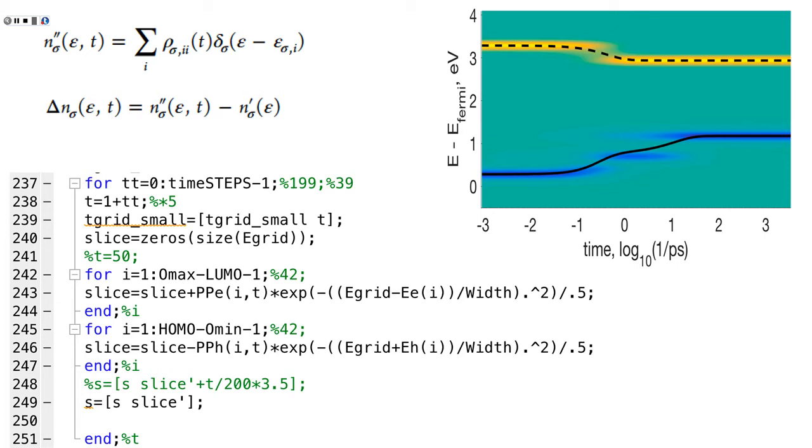We take the occupation of each orbital at each time and multiply it by distribution function that is centered at the energy of given orbital. Right? And under this delta we understand not true delta function but something with finite width. And then we subtract the equilibrium distribution for green.